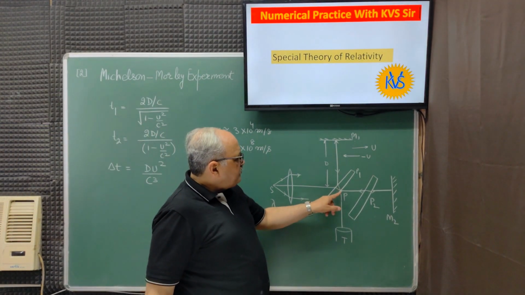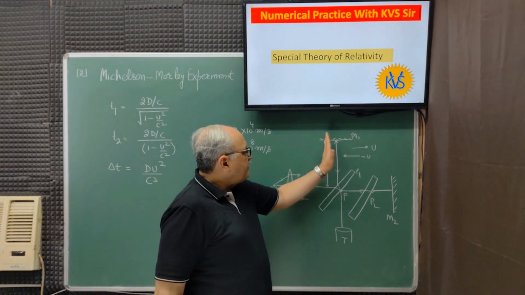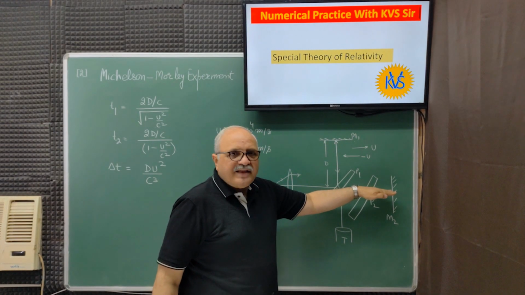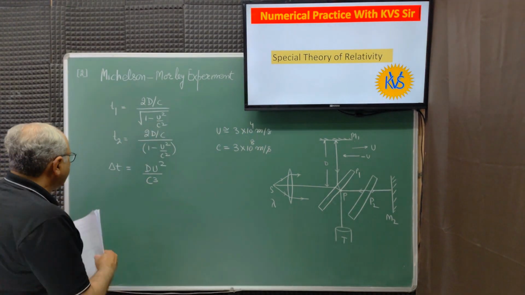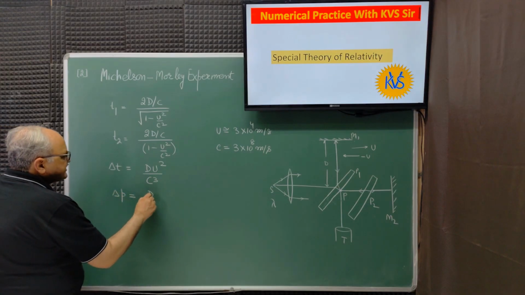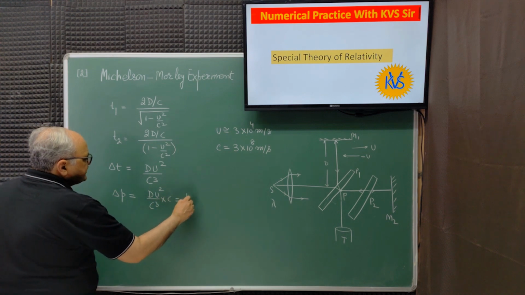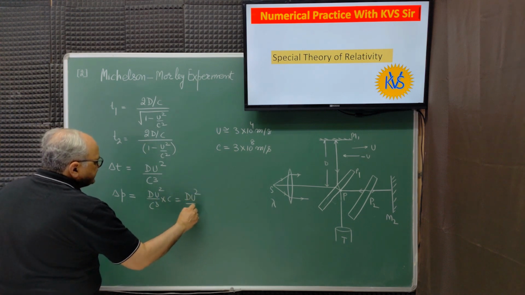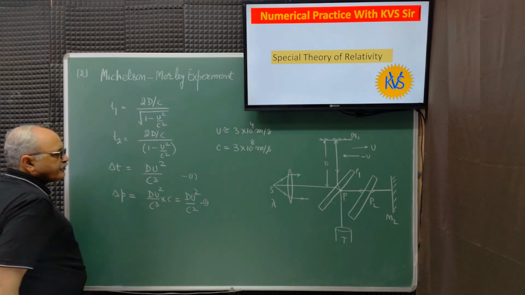It means the time taken by these lights, which are going one towards M1 and the other towards M2, when they meet, they have a time interval of this value. So obviously there is a path difference, and the path difference can simply be obtained by multiplying it with c, and that is equal to d u square by c square. This is equation number 2.